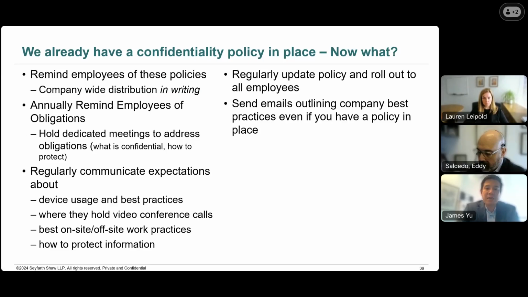During these meetings, the company can highlight what types of information are particularly critical and confidential. Just having a policy in place is not enough if the employees aren't aware of their policies. Employees, a lot of times, sign agreements when they start, and then years later they forget what they signed. So it's important to keep them reminded of what their obligations are by regularly communicating with them.